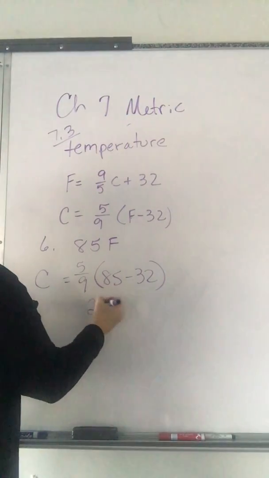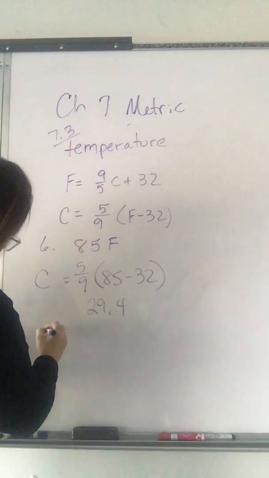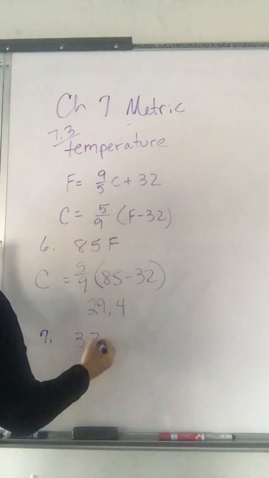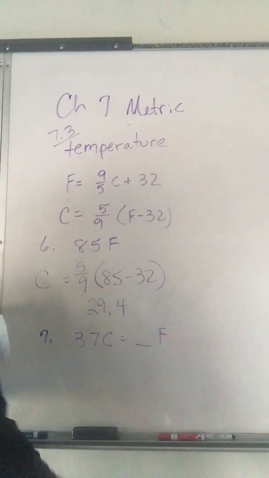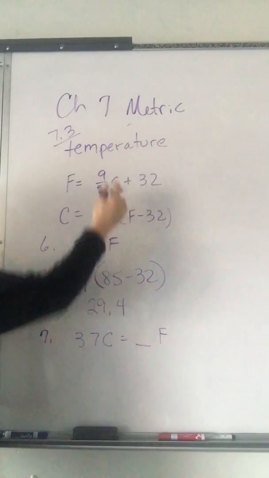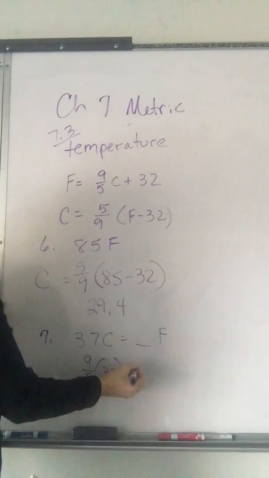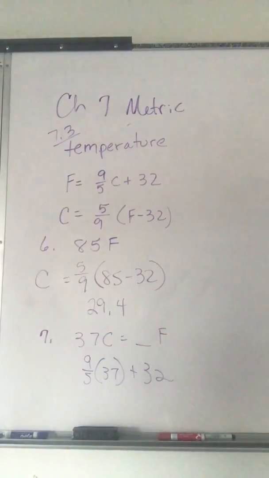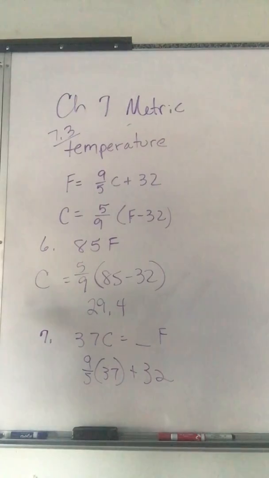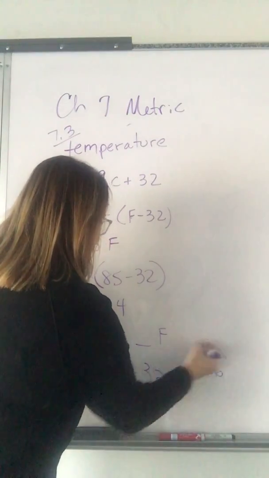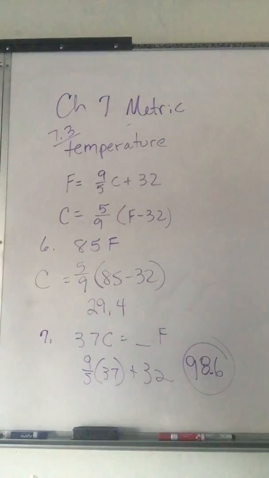It will be 29.4. And then lastly, number 7, to practice this, we're going to take 37 degrees Celsius and convert it to Fahrenheit. When we know Celsius, it's easier to use this formula. It's going to be 9/5 times C of 37 plus 32 in that formula. So again, punch away. And I'm getting 98.6, body temperature, right? What we consider a normal body temperature is 37 in Celsius.